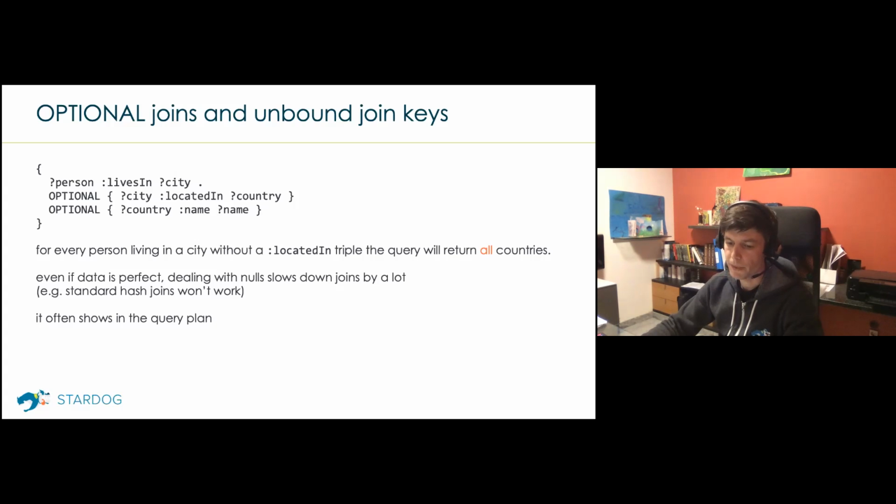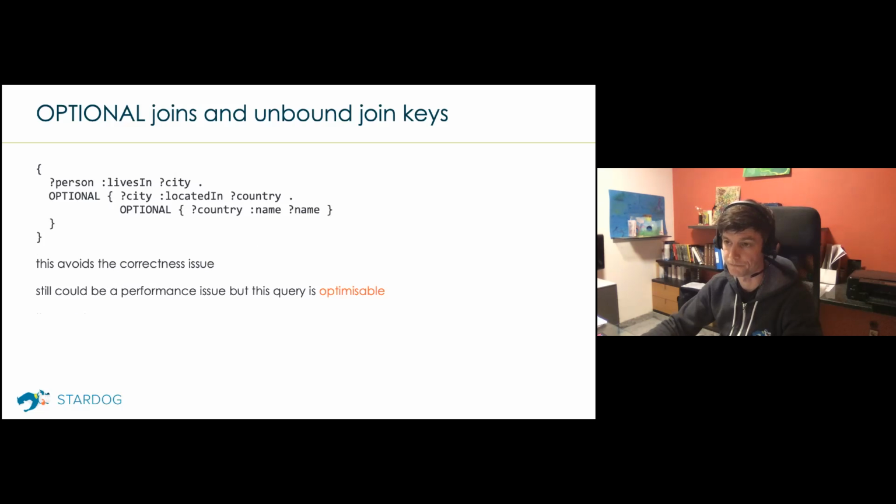So being able to recognize this kind of problem is pretty important. They often show in the query plan, and we'll talk about query plans later. But if the system provides insights into the query evaluation, it will give you a hint that there is a performance problem like that in the query plan.